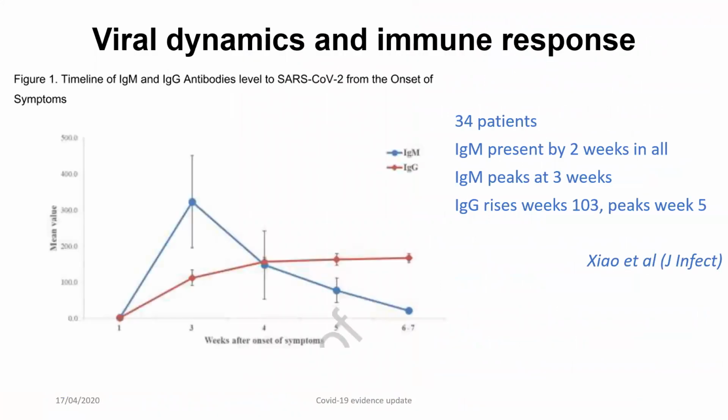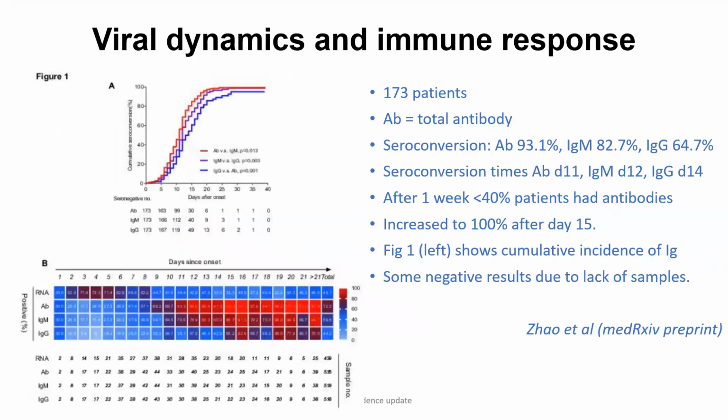So this was one of the first papers looking at the immune response, with a very small number of patients, 34. The graph on the left just shows IgM in blue and IgG in red. IgM was present by 2 weeks in all patients and peaked at 3 weeks and then slowly reduced. And then IgG rises between weeks 1 and 3 and peaks at week 5. This result has since been largely confirmed in this slightly larger study of 173 patients.